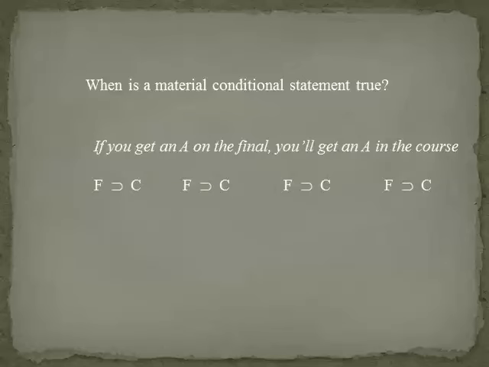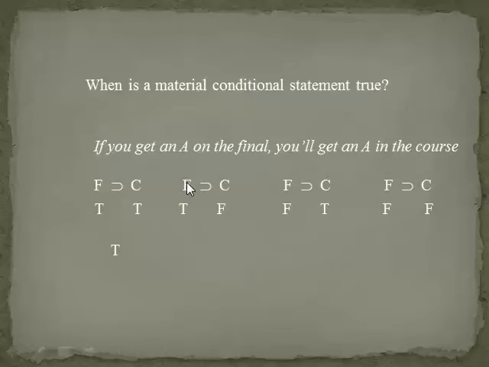So we call these material conditionals because they're about truth value. And here's a good way to understand when a material conditional is true. Here are four possibilities for the statement that you might see on somebody's syllabus that says, if you get an A on the final, you'll get an A in the course. This example comes from Patrick Hurley's Concise Introduction to Logic. So let's assume that in the first case, it's true that you get an A on the final, and it's true that you get an A in the course. You'll be happy and you'll say, he told the truth.